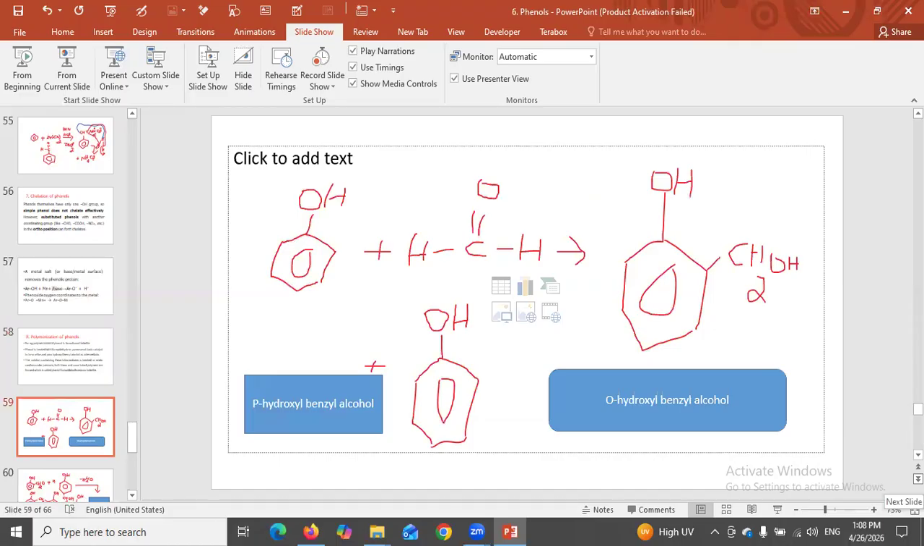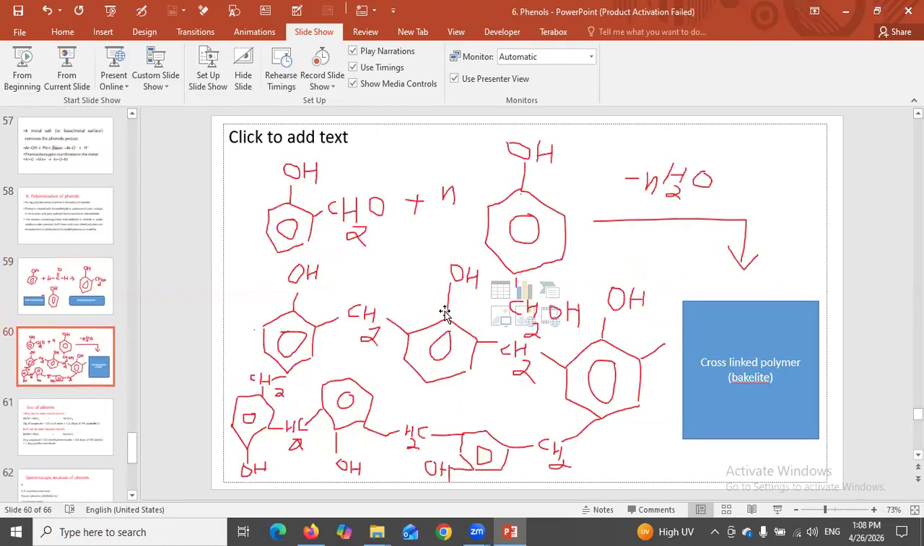Phenol is treated with formaldehyde to give ortho-hydroxybenzyl alcohol and para-hydroxybenzyl alcohol, and then treated, losing water, to produce the cross-linked polymer Bakelite.